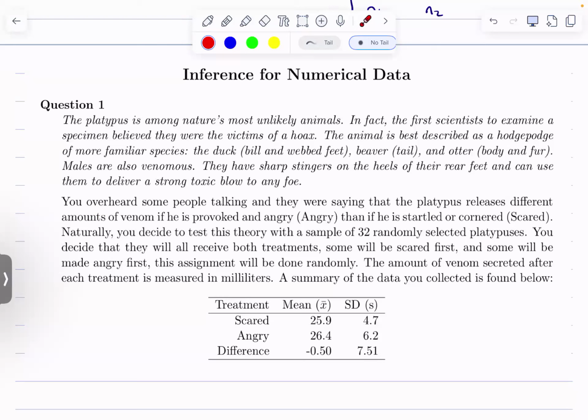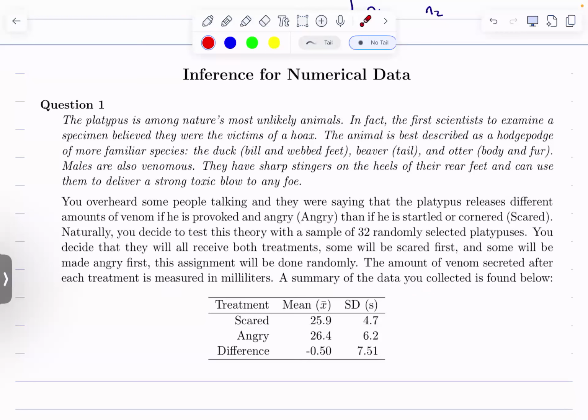You overheard some people talking, and they're saying that the platypus releases different amounts of venom if he's provoked or angry, which we're going to call angry, than if he's startled or cornered, which we're going to classify as scared. Naturally and kind of cruelly, you decide to test this theory with a sample of 32 randomly selected platypuses. You decide that they will receive both treatments. Some will be scared first, and some will be made angry first, and this assignment will be done randomly. Sounds like a proper experiment. The amount of venom secreted after each treatment is measured in milliliters. A summary of the data you collected is found below.